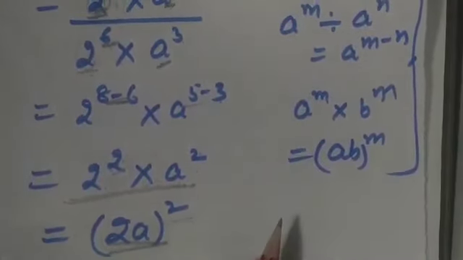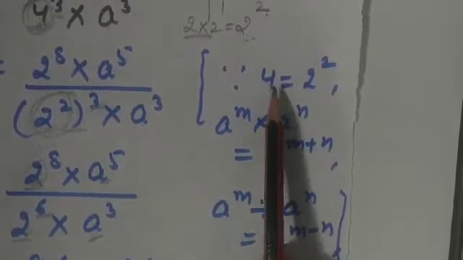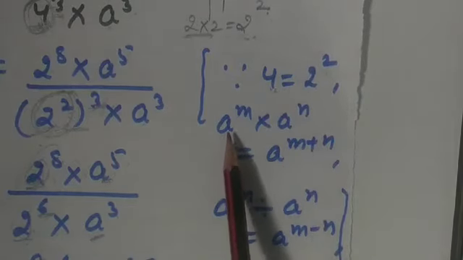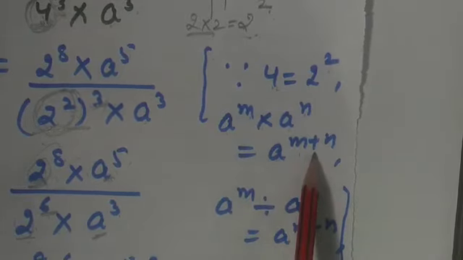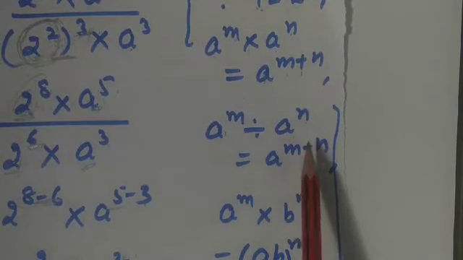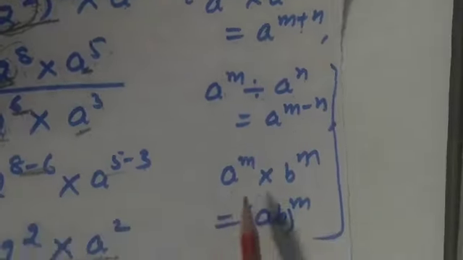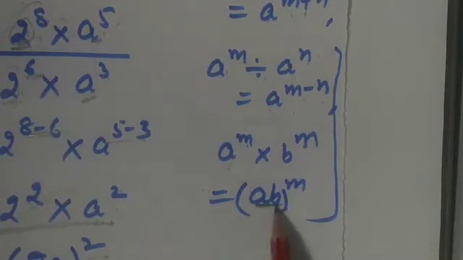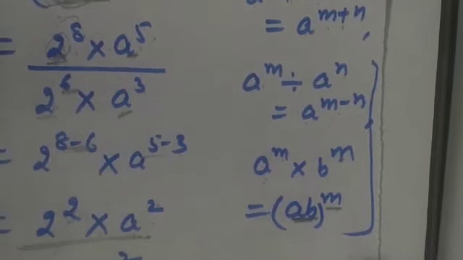Okay, so this is your answer, 2 raised to the power 2, a raised to the power 2, the whole raised to the power 2. Okay, so which laws I have used. First I have just written 2 raised to the power 2 in place of 4. Then I have applied this law, a raised to the power m into a raised to the power n is equal to a raised to the power m plus n. Then I have applied a raised to the power m divided by a raised to the power n is equal to a raised to the power m minus n. And then in the last step, a raised to the power n into b raised to the power n can be written as a into b whole raised to the power n. Okay, so this is your part number 9.